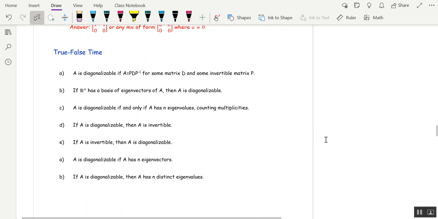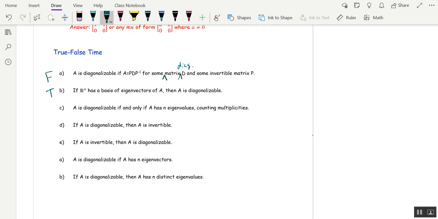A is diagonalizable if A is PDP inverse for some D and some invertible matrix P. False, missing the word diagonal. Just because you call it D doesn't mean it's diagonal. You have to say some diagonal matrix D. If Rn has a basis of eigenvectors of A, then A is diagonalizable. That's true. If Rn has a basis of eigenvectors of A, that means you have n linearly independent eigenvectors, and so A would be diagonalizable.